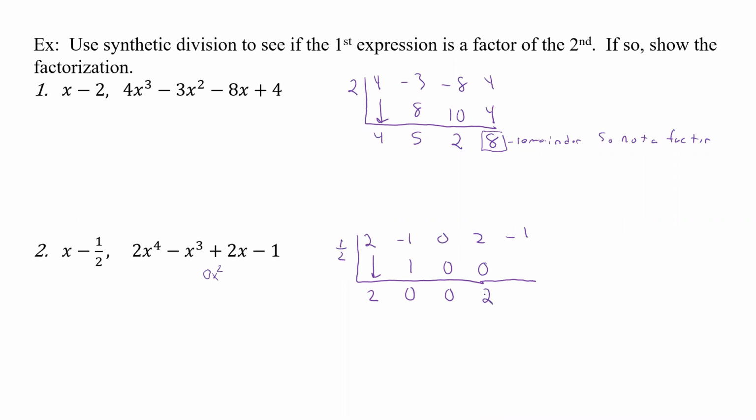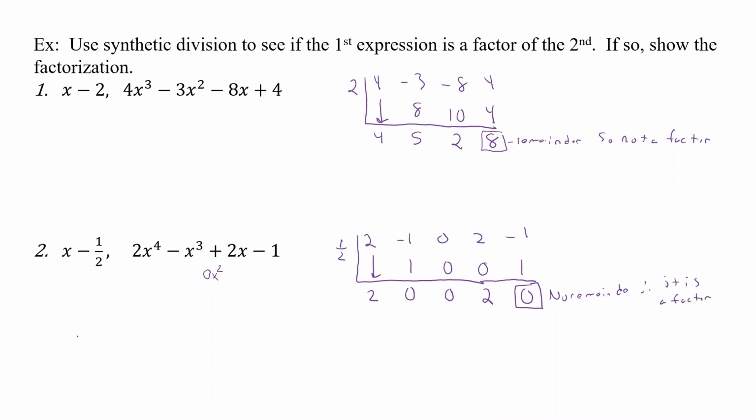Now we have a half times 2, so we actually have to do something. That's a 1. 1 minus 1 is 0. Well, guess what? That has no remainder. And so we can say no remainder. Therefore, it is a factor.